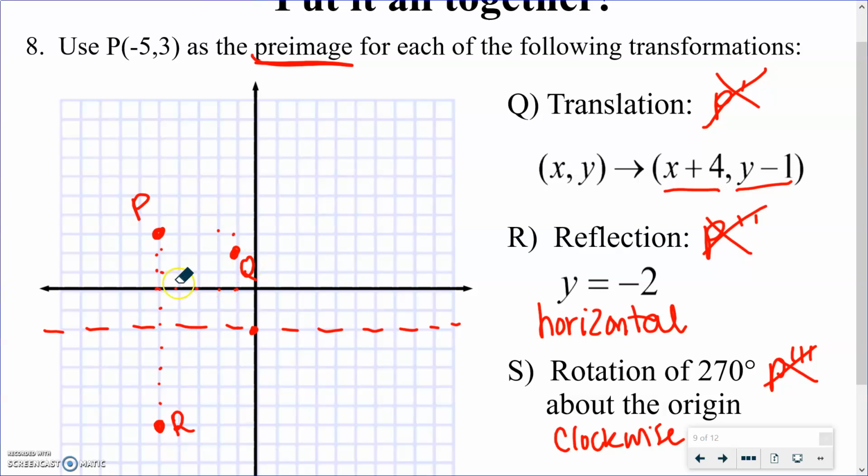So again, 1, 2, 3, 4, 5, 1, 2, 3. It's a 1/4 turn. Then that's another quarter turn. And then we're going to do it one more time. 1, 2, 3, 4, 5, 1, 2, 3. And so this is going to be point S, and that's a 270-degree rotation. Okay? All right.